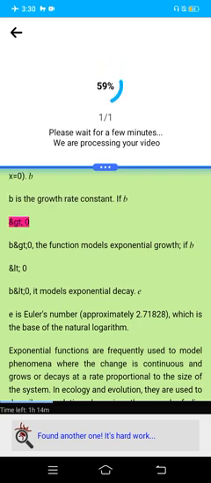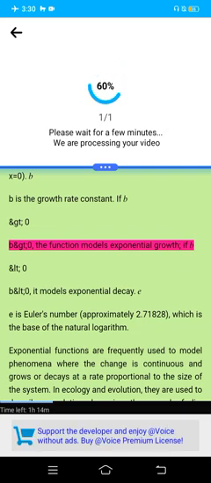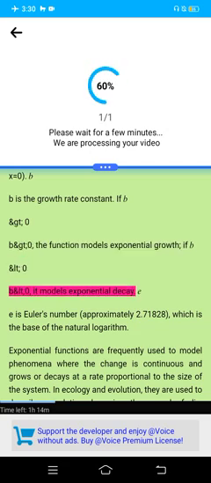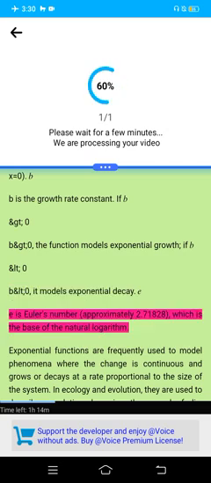If b > 0, the function models exponential growth. If b < 0, it models exponential decay. e is Euler's number, approximately 2.71828, which is the base of the natural logarithm.